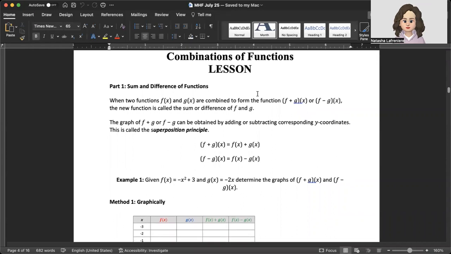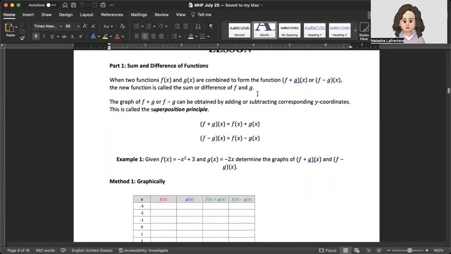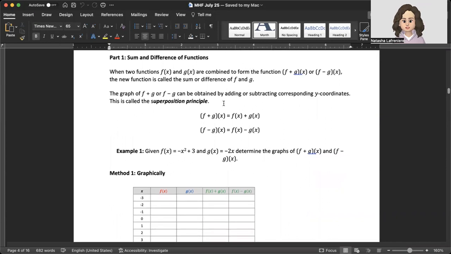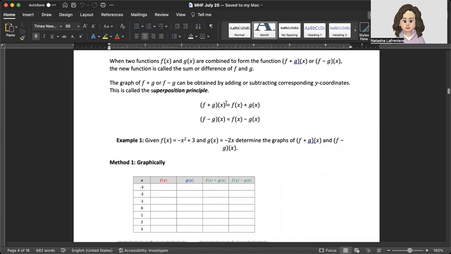Okay. So we are looking at combinations of functions. The first one that we're going to look at is the sum and difference of functions. When two functions, f of x and g of x, are combined to form the function f plus g of x, or f minus g of x, the new function is called the sum or difference of f and g.